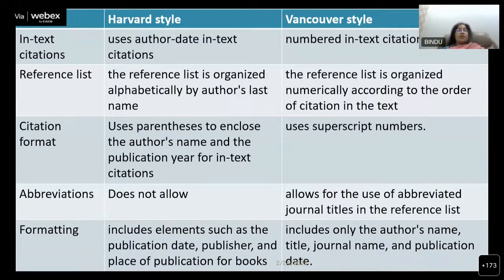Now, abbreviation usage. In the Vancouver style, say the title of the journal can be put as an abbreviation. Whereas Harvard style does not allow the use of abbreviations. So in Vancouver style, you can use the abbreviations, and those abbreviations for the journals can be obtained from the PubMed list. Now, regarding the formatting, the formatting in the case of Vancouver style includes only the author's name, title, journal name, and publication date. Whereas in the case of Harvard style, it includes elements such as publication date, publisher, and place of publication for books.